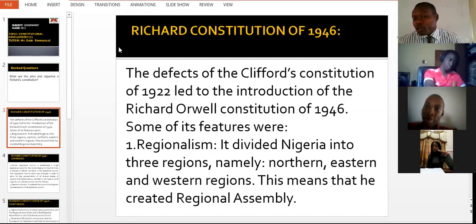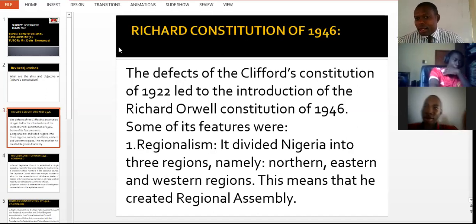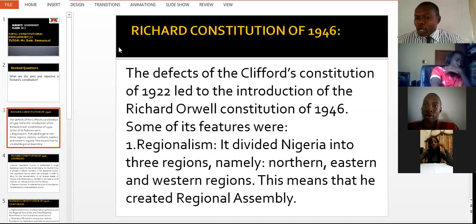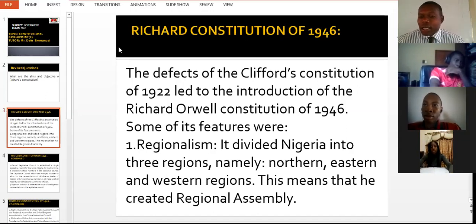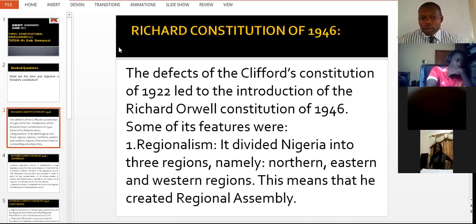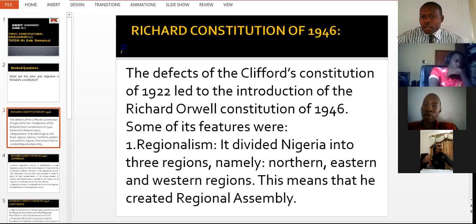When you look at the features of the Clifford Constitution, the one we treated last week, I don't want to tell you the regions. I'm asking now. For Richard, he created three regions: north, east, and west. You can see it here. So what of Clifford? How many regions did he create?